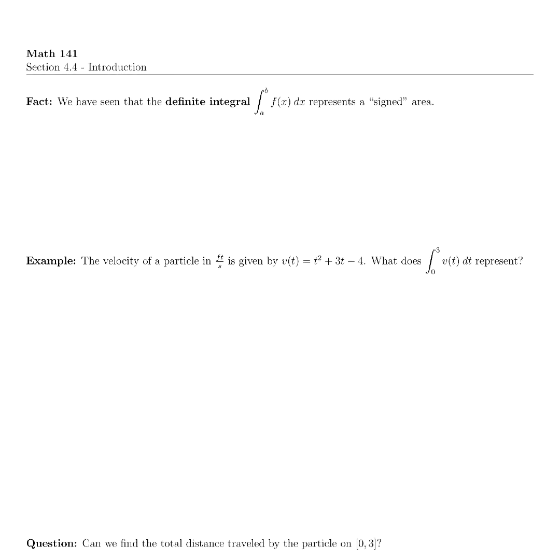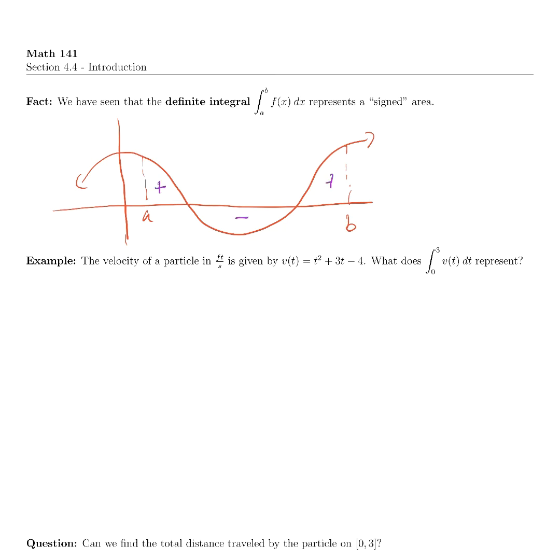Okay, so we've seen that the definite integral represents a signed area. So if I have some function that looks like this, and I'm integrating from a to b, then as the integral views things, this piece of area would be positive, this piece of area would be negative, and this piece of area would be positive.